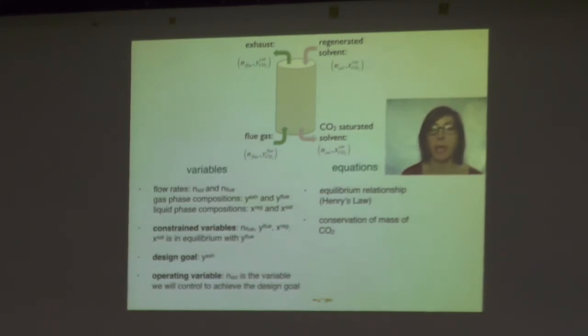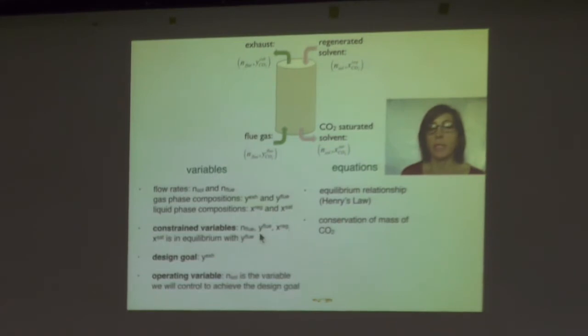Let's start with a mathematical description of our absorption column with the variables labeled as shown. So we have 6 variables. 2 are the molar flow rates of the solvent and of the flue gas. 2 are the gas phase compositions, that entering in the flue gas and that leaving in the exhaust. And 2 are the liquid phase compositions, that entering in the regenerated solvent in the stripper and leaving in the saturated solvent.